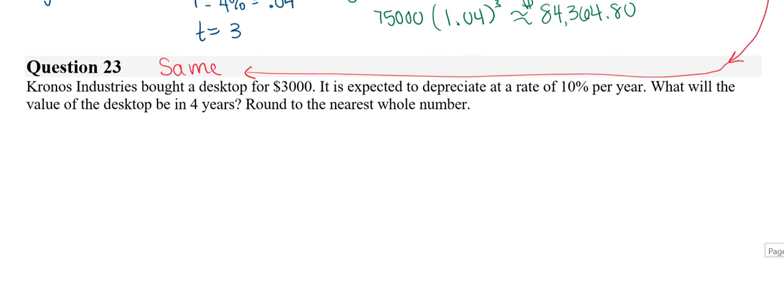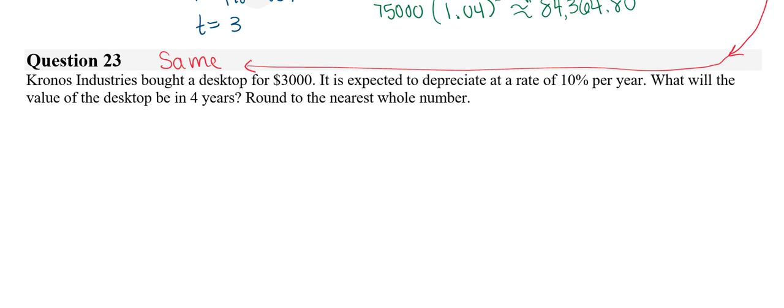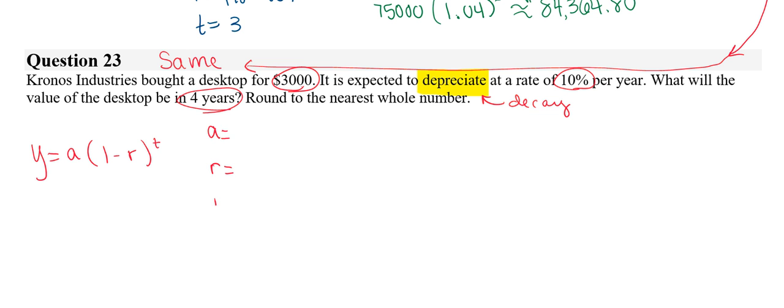All right, this next one, it does not say compounded, so we've got to look for the other keywords, something that says it's increasing or decreasing. So you bought a desktop, blah, blah, blah, expected to depreciate. That means decay. We talked about that word specifically. Depreciate means the same thing as decay. Okay, reading through, getting some values: $3,000, 10%, 4 years. Okay, the decay function, not compounded: y equals a times (1 minus r) to the t. So we need little a, little r, little t.